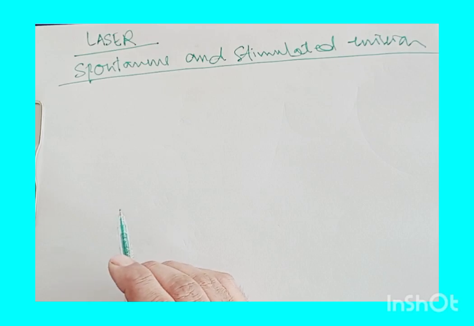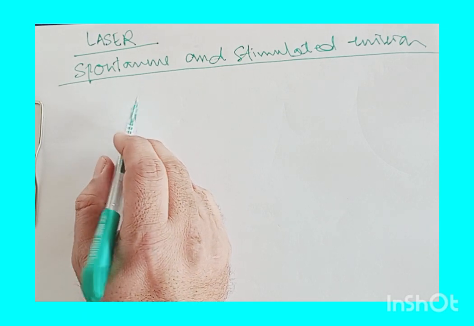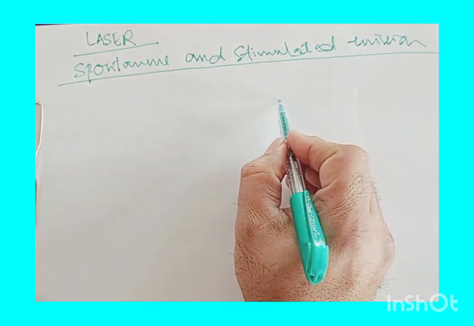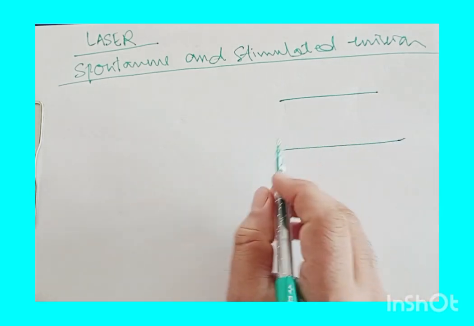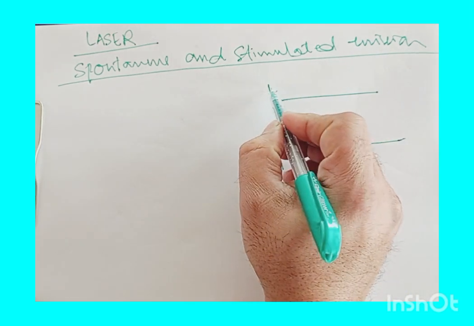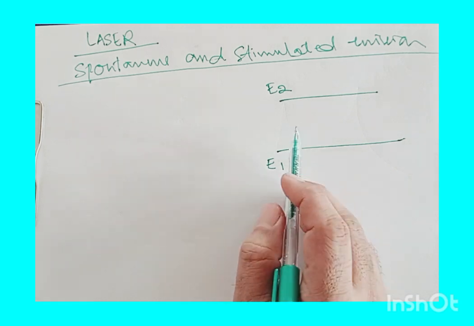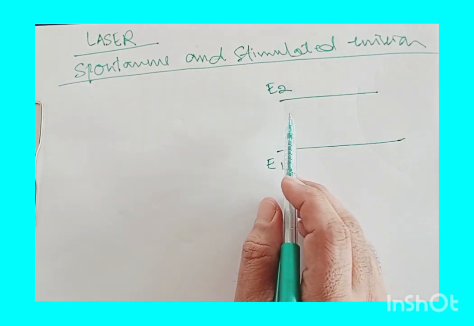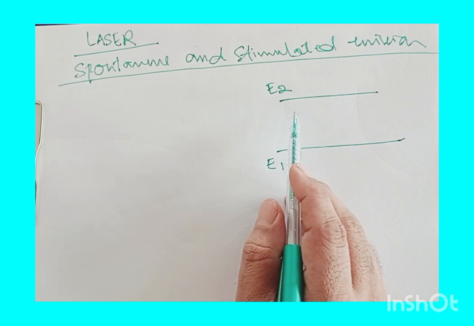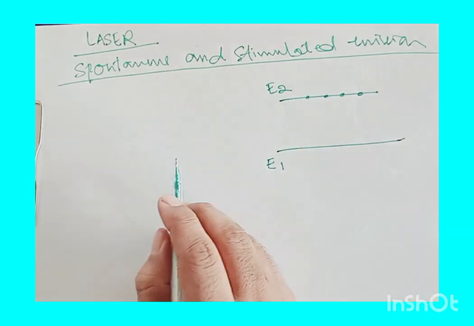Now, before going into the core of the principle of working of laser, let us talk about the spontaneous emission. If I have the atoms in which I have E1 and E2, the atoms that are in the excited state or in higher energy level stay in that level for a very short span of time.